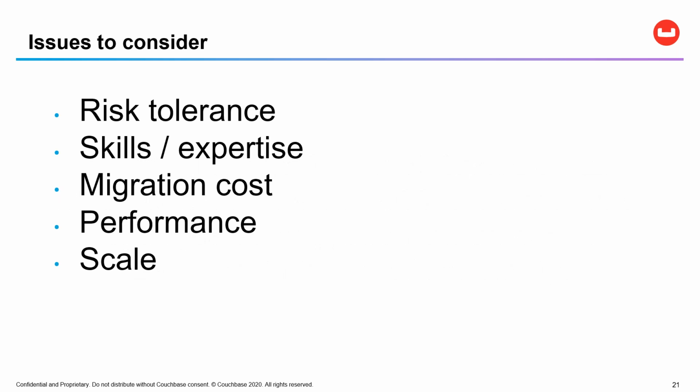When we strategize a move from relational to NoSQL, we need to think about some things. What level of risk are we willing to tolerate? What skills and expertise do we have? What's the cost of migration? And what are our performance and scalability requirements? Make sure that you actually have a lot of these considerations already taken into consideration. You've got to start thinking about it before you approach your migration.